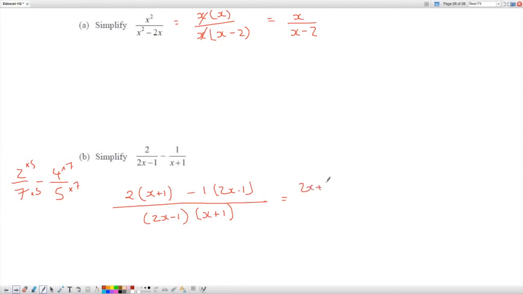Multiplying out those brackets, we've got 2x plus 2 minus, sorry, at the end there, minus 1 times minus 1, which is positive 1. All divided by 2x minus 1, x plus 1. Here we can simplify. 2x cancels with the minus 2x here. 1 plus 2 gives us 3, all over 2x minus 1, second bracket, x plus 1.